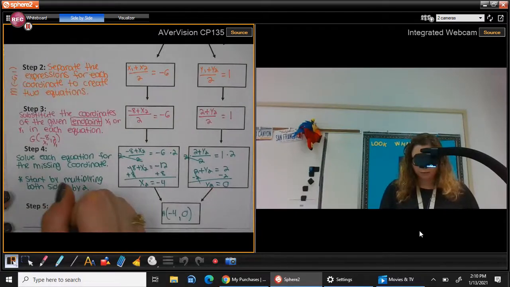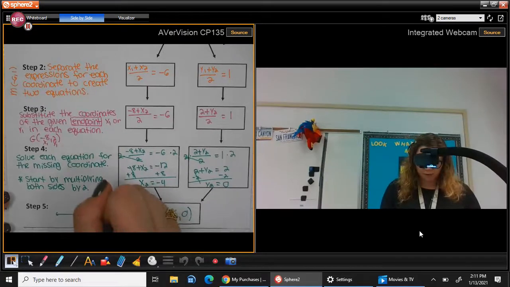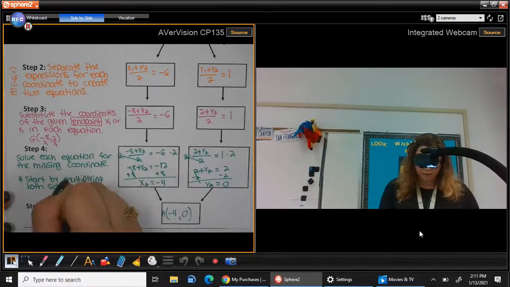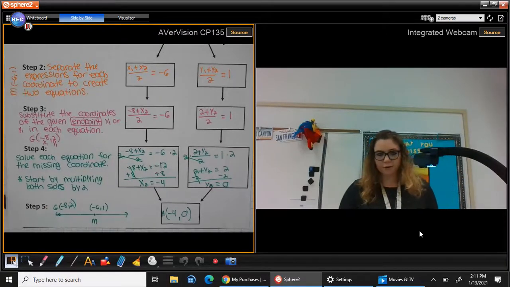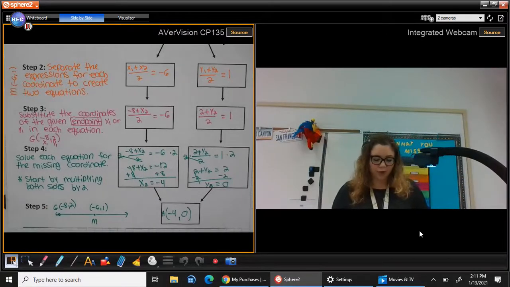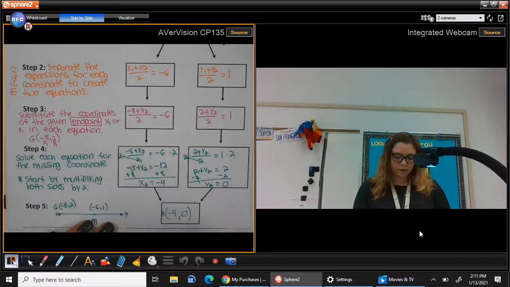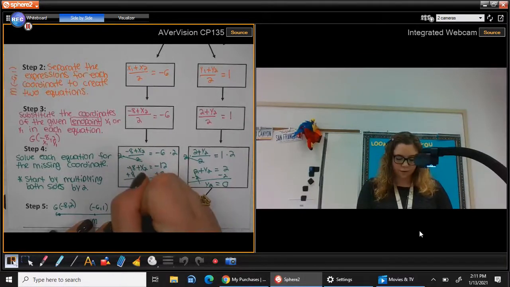So if I draw my coordinate plane, we know my midpoint is -6, 1. They gave us this first endpoint, which is G, at -8, 2. And the whole question is that we're trying to find the second endpoint. After doing this process, this endpoint is going to be -4, 0.